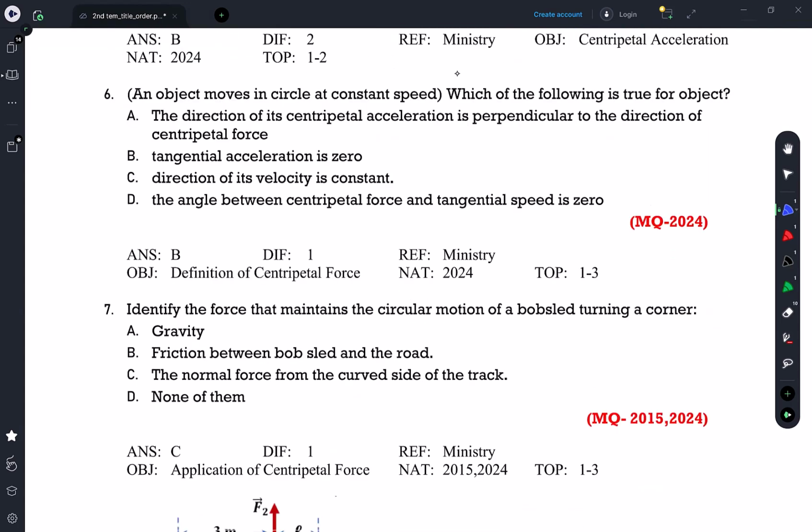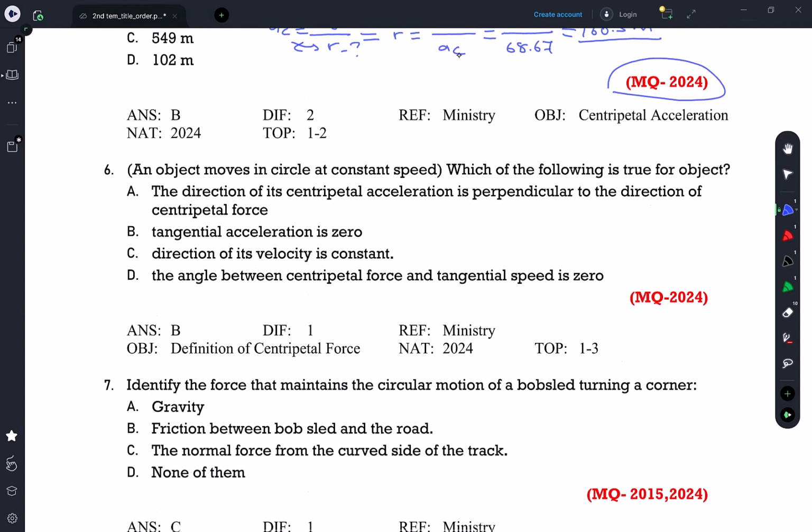And question number 6. An object moves in a circle at constant speed. Which of the following is true for the object? This question was asked in 2024 again. If an object moves in a circle, absolutely, there must be centripetal acceleration, a_c, which cannot be 0. But with constant speed, a_t is 0. No speeding up, no slowing down.